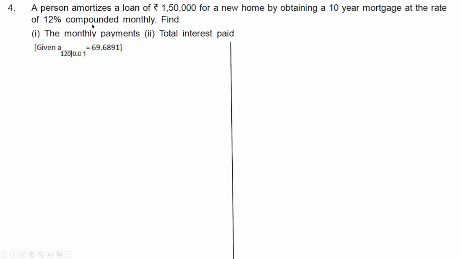A person amortizes a loan of rupees 1,50,000 for a new home by obtaining a 10-year mortgage at the rate of 12% compounded monthly. Find the monthly payments, total interest paid. So the amortized amount is given, it is 1,50,000 and the time period is 10 years. So number of periods will be 10 into 12, 120. And then the rate of interest is given, it is 12% compounded monthly. So I will be 12% by 12. Using all these, we can find the monthly payments, that is the EMI, and we can find the total interest paid.